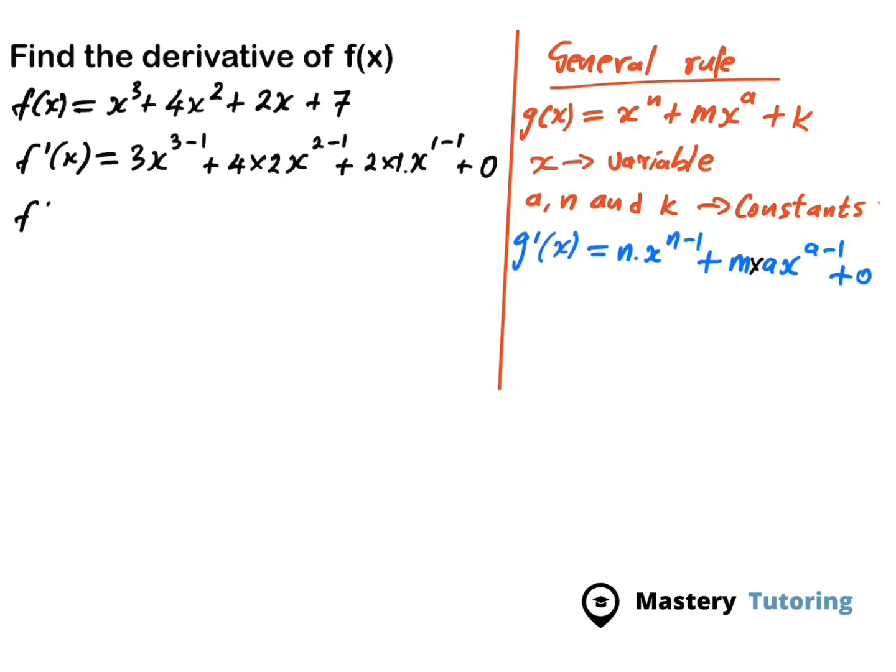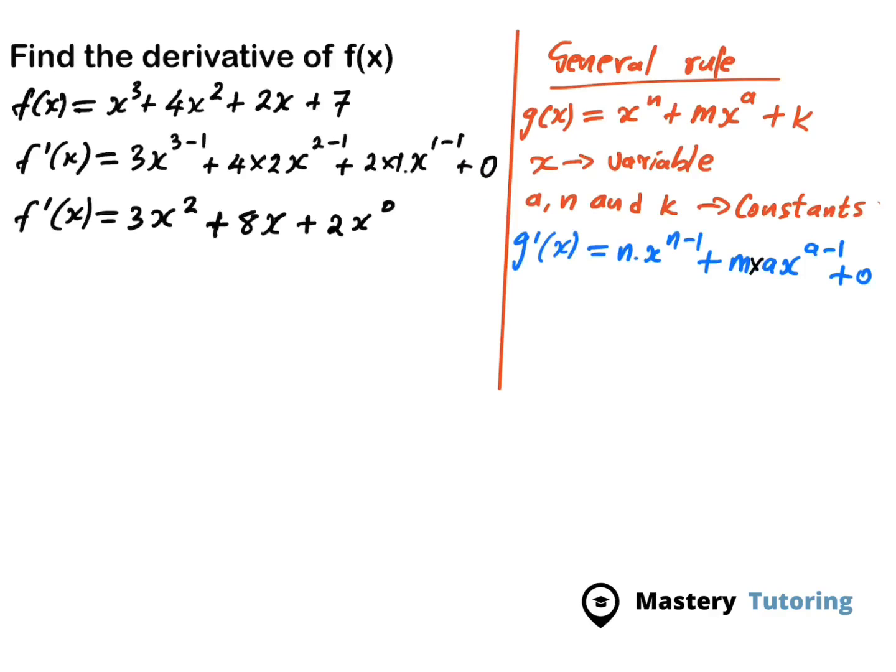Now simplifying this further, it's going to look like 3x, and I'm doing the exponent now, 3 minus 1 is going to be 2, plus 4 times 2 is 8, and then 2 minus 1 is 1. So this is going to be 8x. We don't have to write the exponent there. You can write it if you want, but it's not needed because we know there's an imaginary 1 there. And then plus 2 times 1 is 2, times x to the power of 0. The plus 0, we don't have to include anymore because it's just a 0.